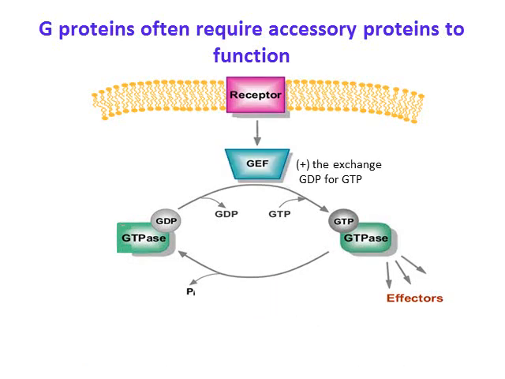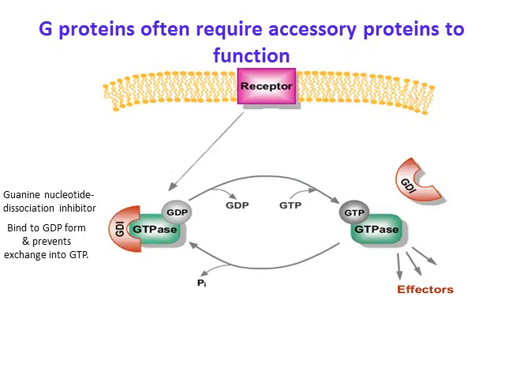The second accessory protein is GEF, the guanine nucleotide exchange factor. It promotes the exchange of GDP for GTP, as you can see in the figure. The third factor is GDI, the guanine nucleotide dissociation inhibitor. So it binds to the GDP form and prevents its exchange into GTP.